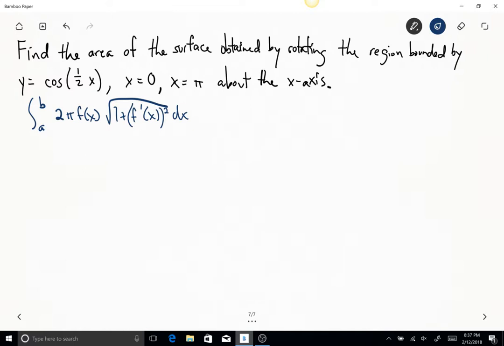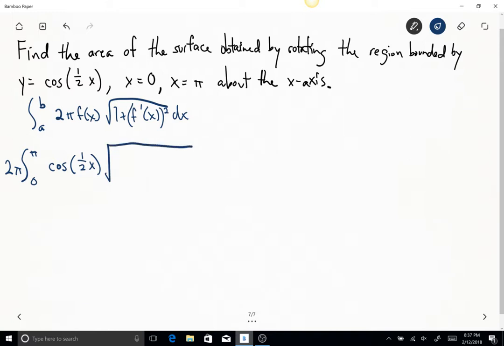Now, with the bounds, I'm not even actually going to touch them, since we're revolving around the x-axis, everything's in terms of x, we're good to go with the surface area. So we don't even need to draw the shape. You can. It's not impossible to do. But so we have 0 to pi. I'll pull a 2 pi out in front. Write down the function, cosine of 1/2 x. But now the fun part, square root of 1 plus, well, we need dy dx.